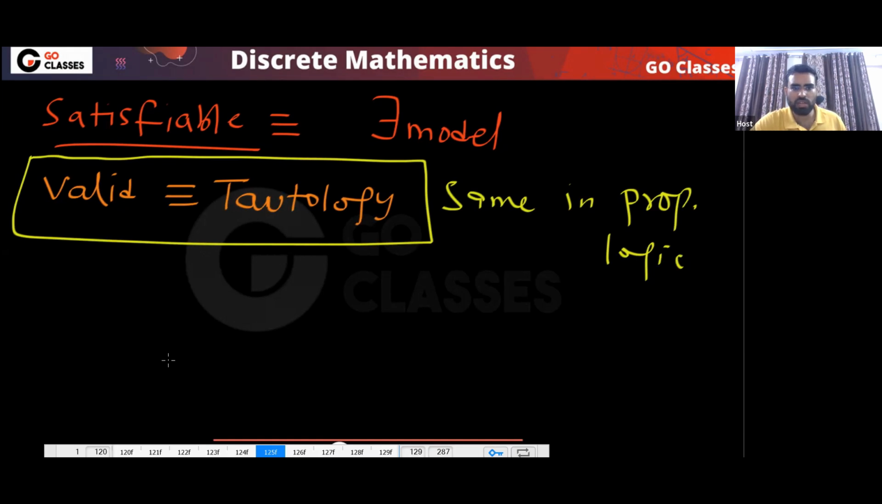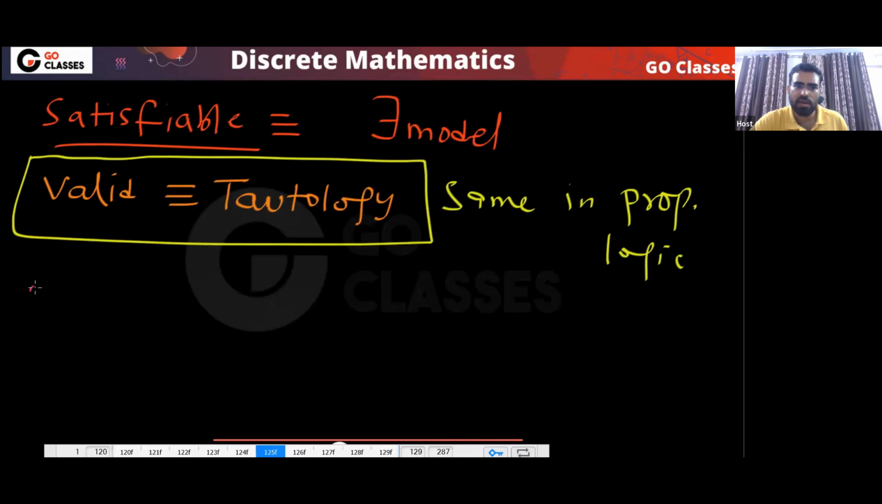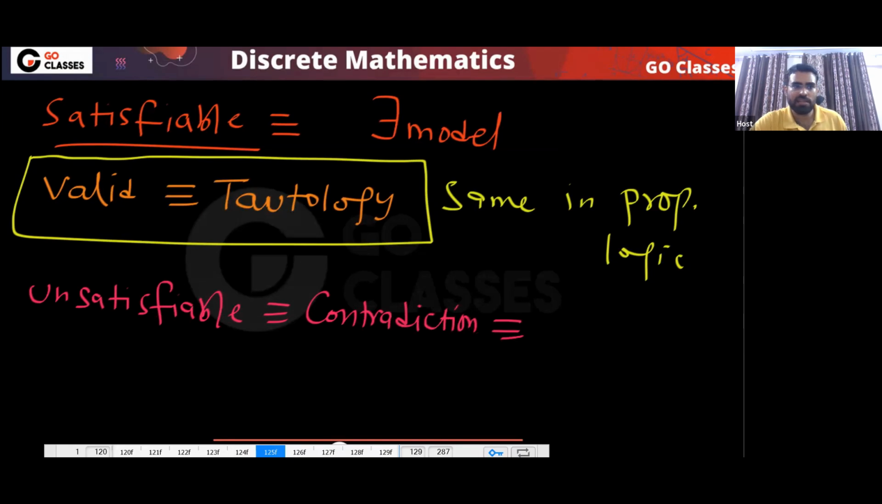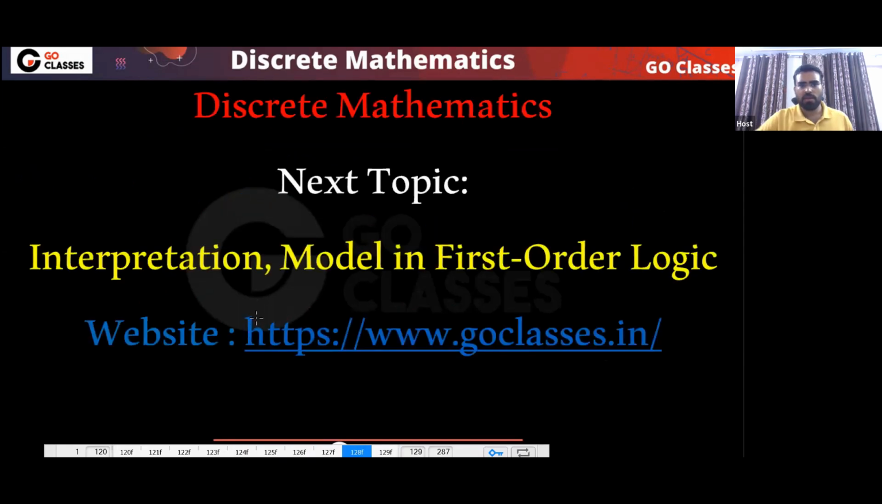Okay, so like this you can define. What is unsatisfiable? That is contradiction. You already know unsatisfiable means contradiction, and that simply means there does not exist any model. Okay, so these are the definitions. Now we will study interpretation and model in first order logic.